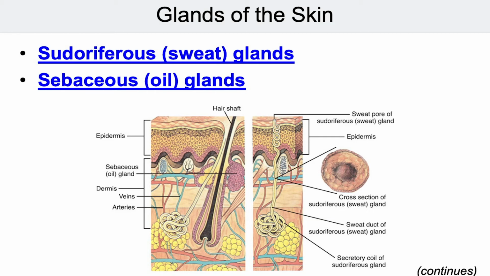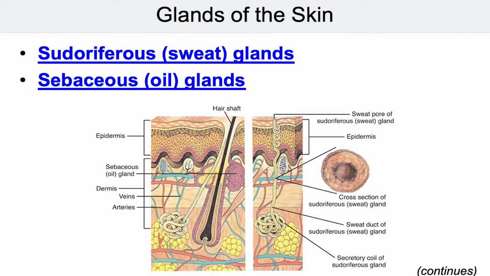Your sebaceous, or oil gland, consists of little sacs whose duct opens up in the hair follicle. They secrete sebum that lubricates the skin. It also preserves the skin and keeps the skin soft and the hair soft. These glands are found everywhere on the body except on the palms of the hands and the soles of the feet.